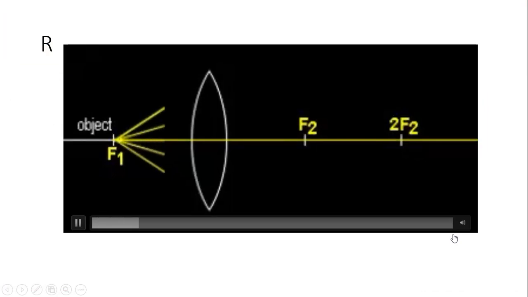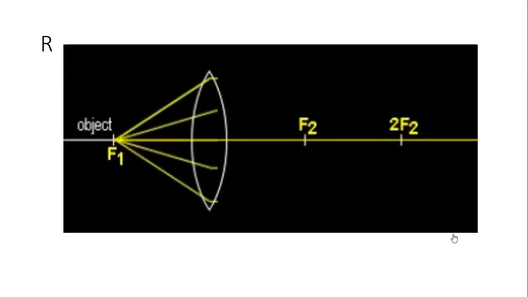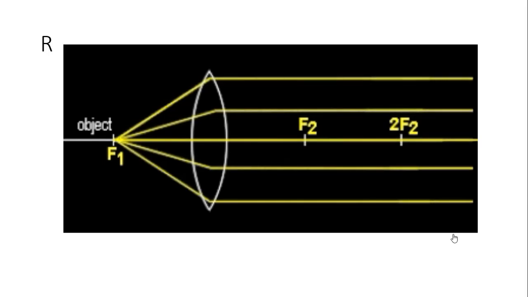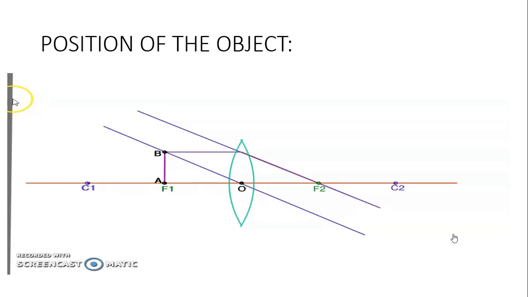So here is an animation to show that when an object is at F, you can't get the image because the rays go straight, the image is formed at infinity. Okay, we shall study this by ray diagram. Position of the object is at F.